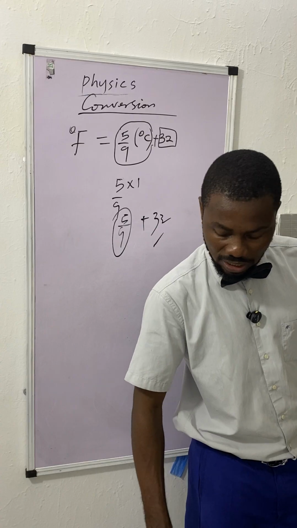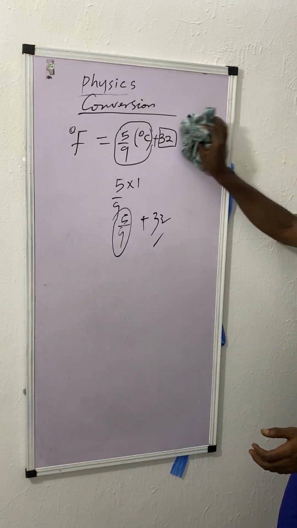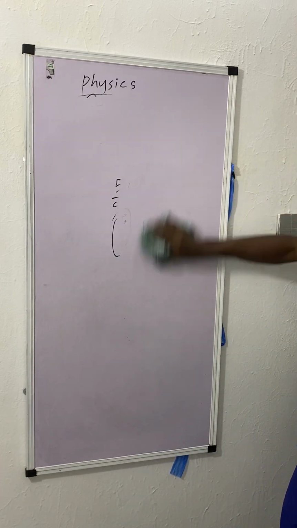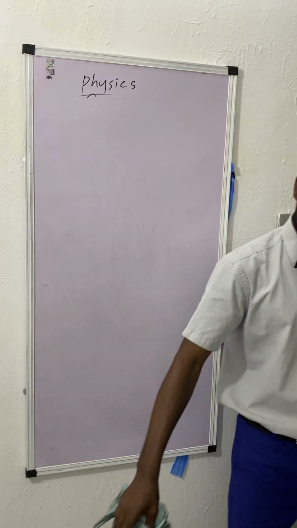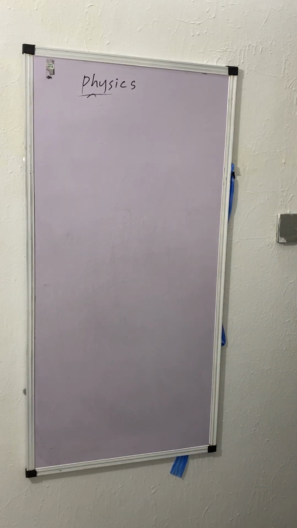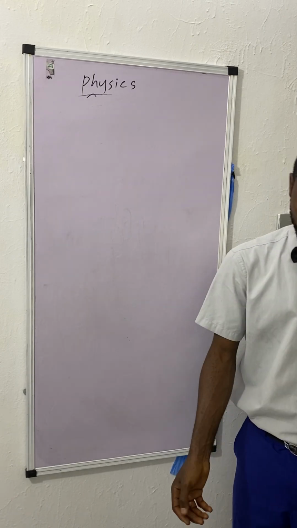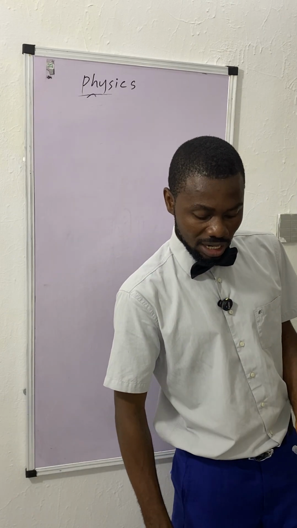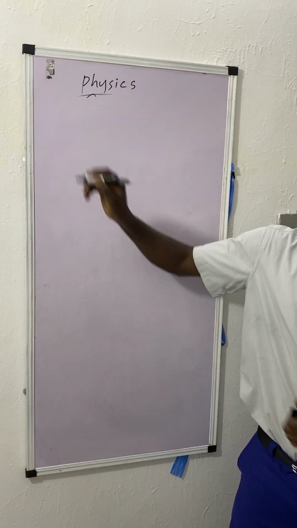First of all, we have to understand what is meant by quantity of heat before we look at heat capacity. What is known as quantity of heat? Quantity of heat is the heat transferred from one place to another, from one body to another. That's the quantity of heat. This gets us to heat capacity.